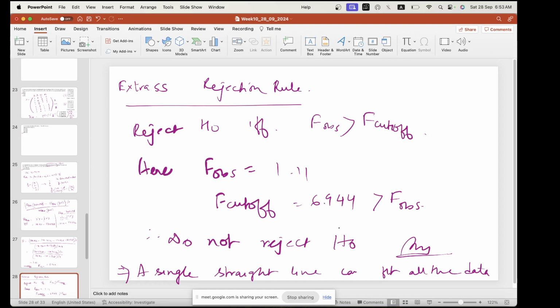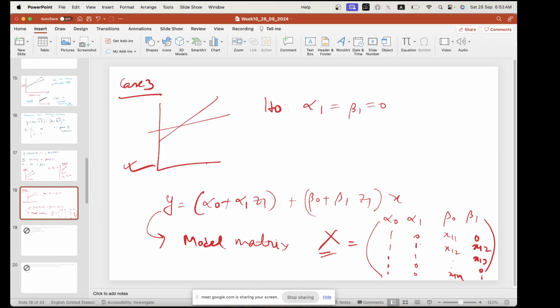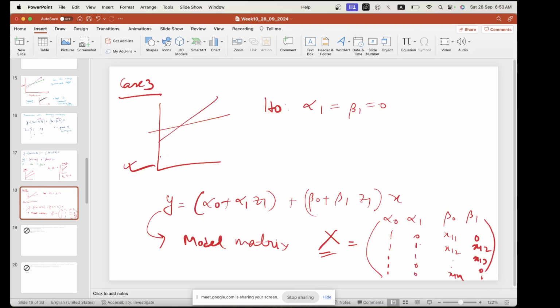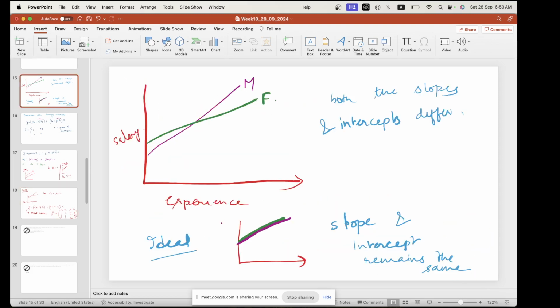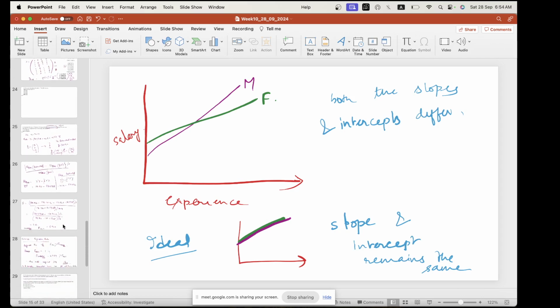So see, this is very similar to testing for this case. We first assume that this is the scenario, and then we test these two things to show that we can't accept this situation, but we are going to accept the ideal situation. Okay, so moving on.